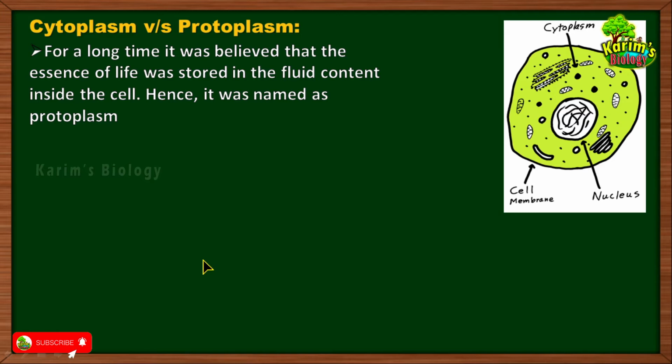First of all, let us know why it has been named as protoplasm. Because for a long time it was believed that the essence of life was stored in the fluid content inside the cell. Most of the people believed that this fluid filled content within the cell is responsible for life. As they believed it is responsible for life, it has been named as protoplasm. But why did they believe that the fluid filled part is responsible for life? Because they believed that there are so many biochemical activities occurring within this fluid part. Hence they named that fluid filled part as protoplasm.